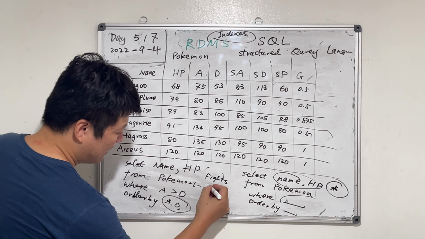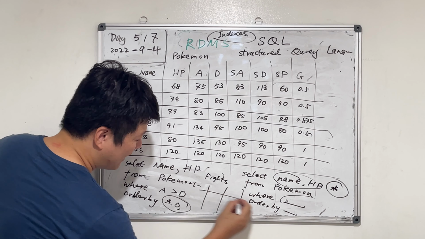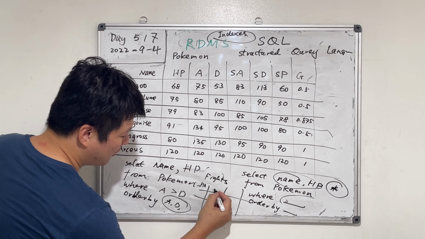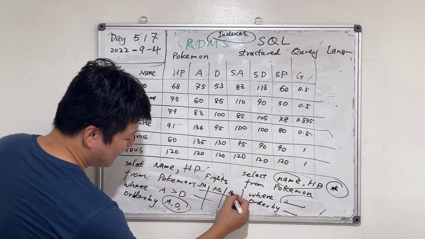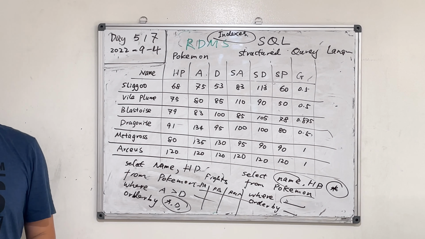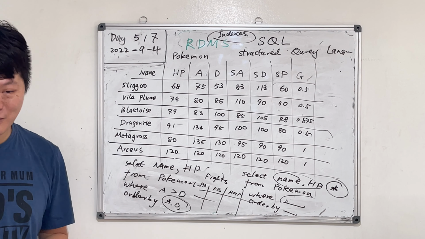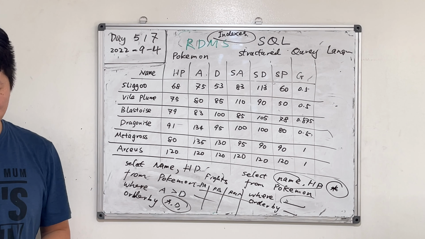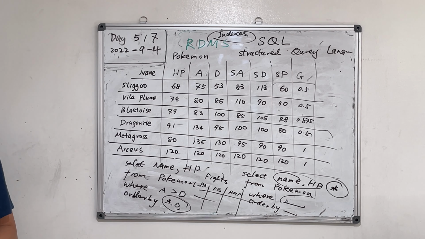Poison types have no effect on Metagross. And for the table, we can have Pokemon A, Pokemon B, and the result. Also Vileplume and Blastoise, since grass is super effective against water. Vileplume is a poison type. Vileplume is not very effective against Dragonite. Vileplume's poison types have no effect against Metagross. Ghost types have no effect on Arceus.